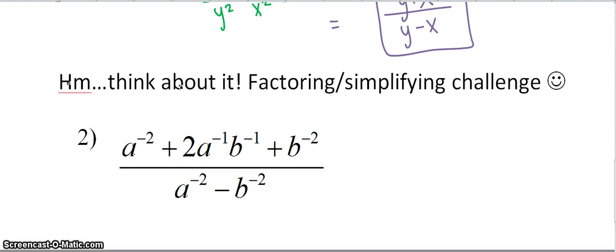Now, number 2 doesn't have any multiplication or division. This is simply working on simplifying. So I want you to do this at home and bring it back tomorrow. Just because a problem looks different doesn't mean you do the steps any differently. Okay, so think about that. Complete this. Make sure you write down any questions you had during the video and ask away in class tomorrow.